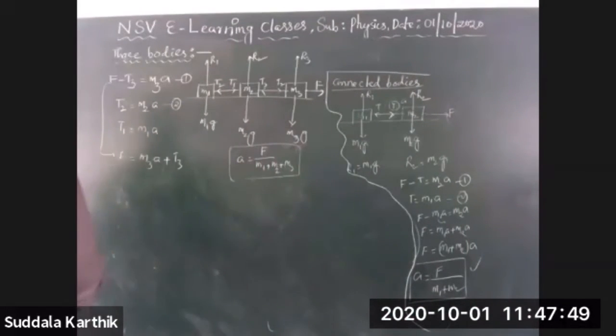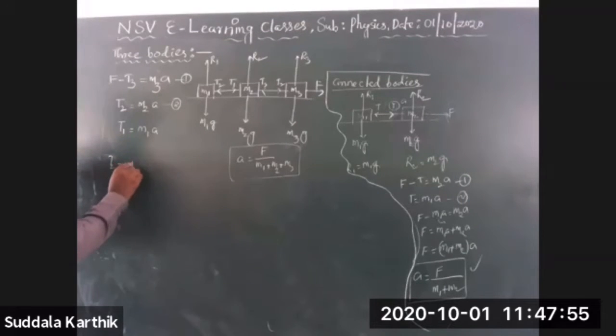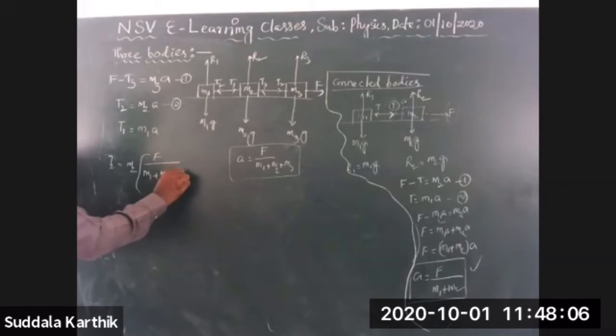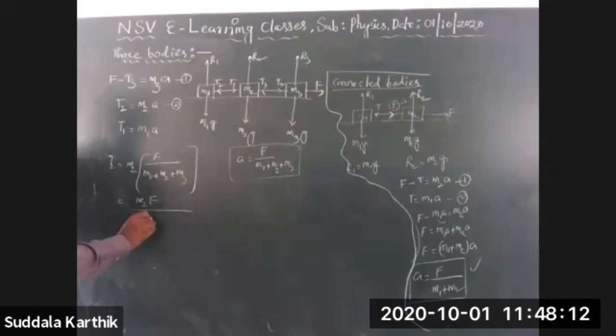Then tell me, how can you calculate T2? Just leave this one first of all. T2 is equal to how much, Nana? M2 into A. A is how much? F by M1 plus M2 plus M3. Then you can write this as M2F by M1 plus M2 plus M3. Let it be equation number 3.